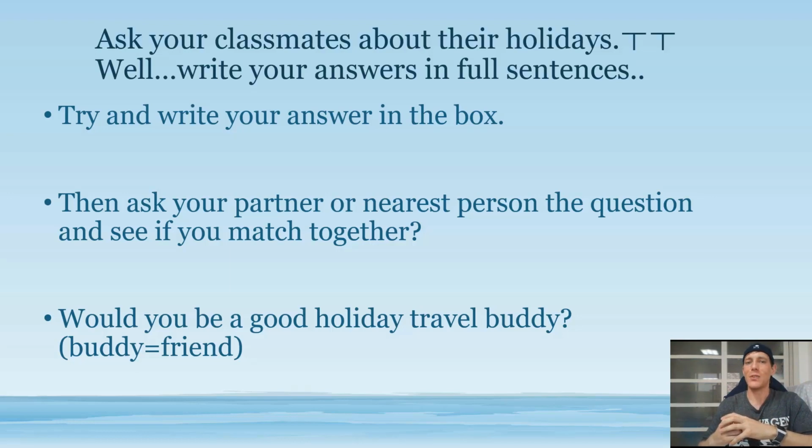Remember, I want you to write down your answers in a full sentence on your worksheet. So, try to write your answers in the box. Next week, we'll ask our partners and try to find who's a good travel buddy. So if you look next to me here, it says travel buddy. A travel buddy means a good friend. So a buddy is a friend. Hey buddy, means friends. So in this case, who would be a good travel buddy? A travel buddy would be a good friend to go traveling with. So sometimes you have good friends, but they're not good for going on holiday with. So we'll try to find people who match together next week.